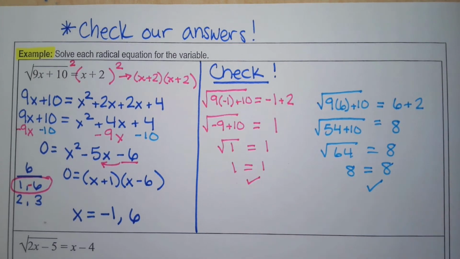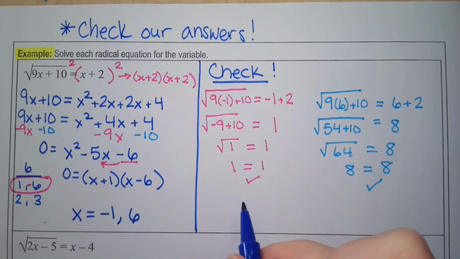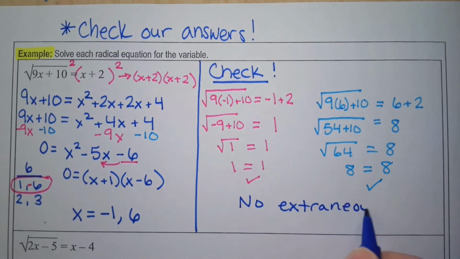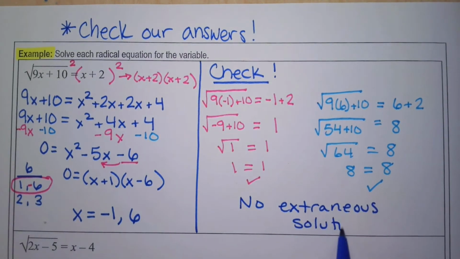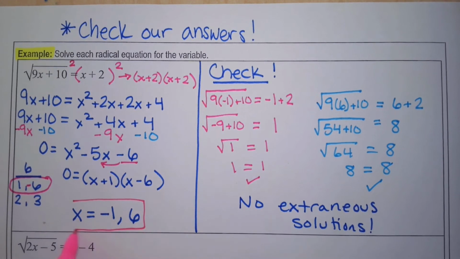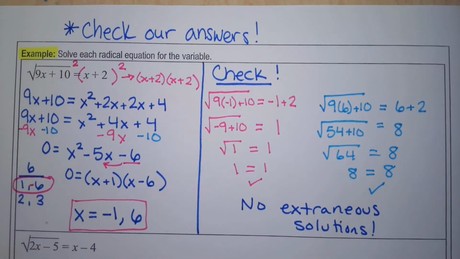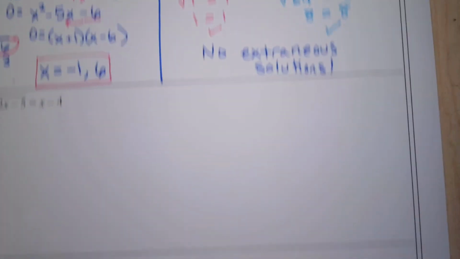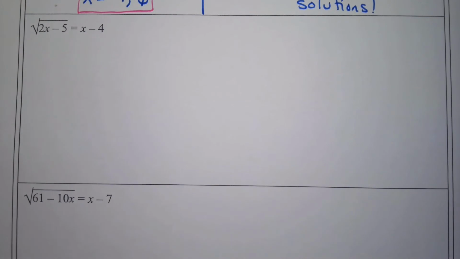So this checks out. So because both our answers check out, there are no extraneous solutions. Both solutions are valid. So I know these are longer ones because you have to do some checking, but it's vitally important that you check your answers at the end. All right, let's do another one.